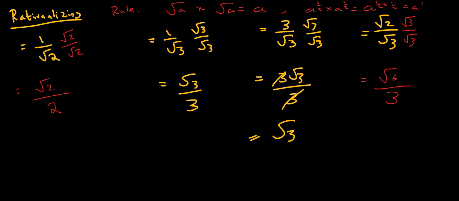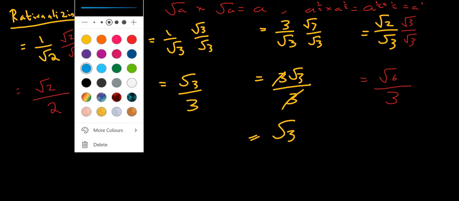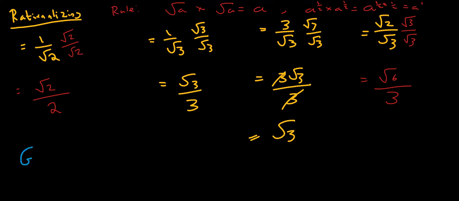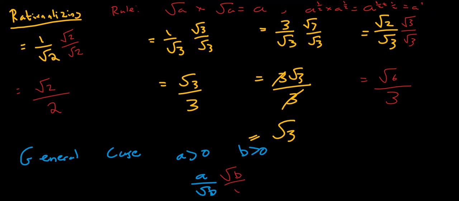Okay, so in general, the general case, if we have a is greater than 0 and b is greater than 0, and we have a over root b, we can multiply numerator and denominator by root b to get a root b all over b.